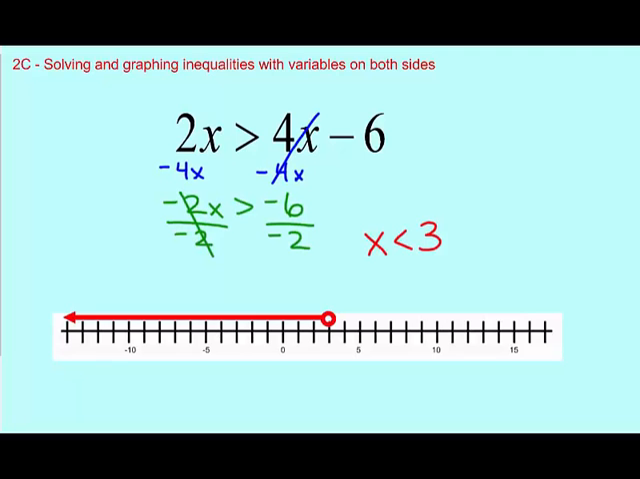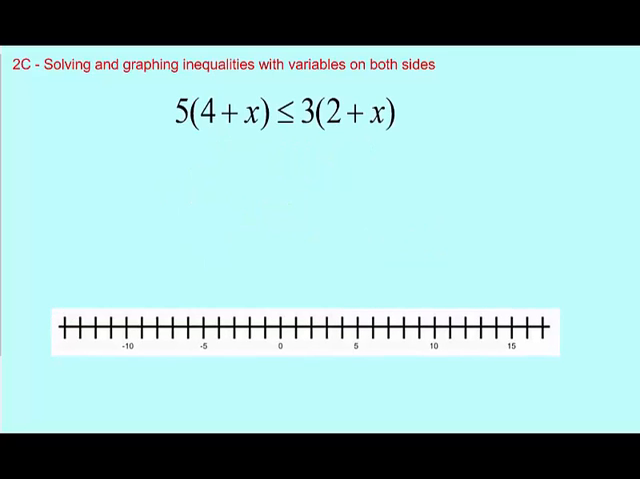So for this, first thing I'm doing is I'm bringing my 4x over by subtracting. So as I go through and solve, I end up that x is less than 3. Notice I had to apply the flip rule there. So we have an open circle at 3, and we're shading everything to the left.